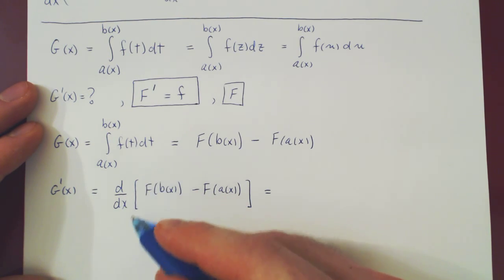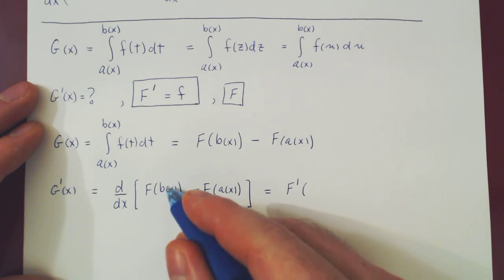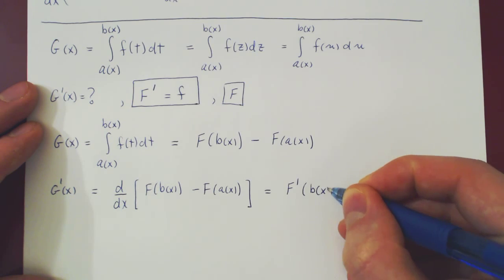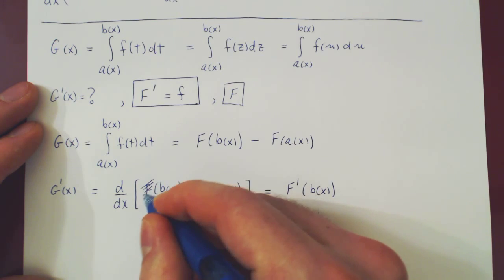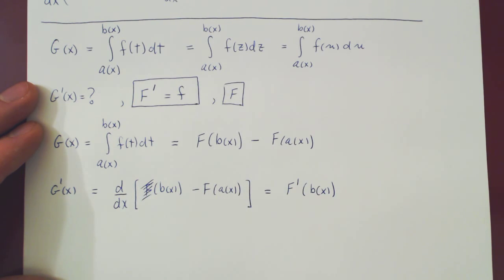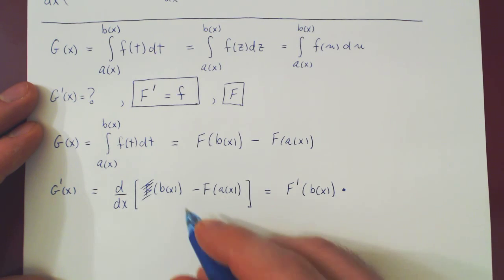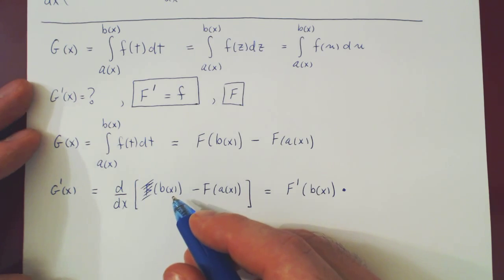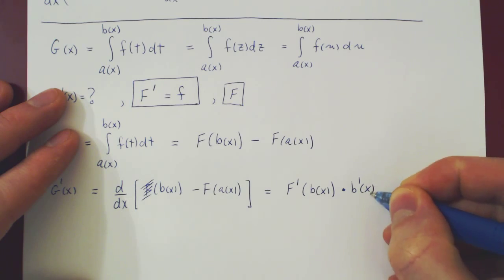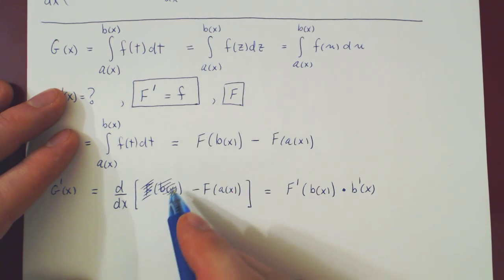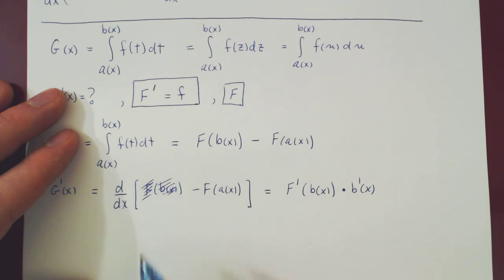Well, the outside function is big F, so we differentiate big F, we get f prime at b of x. But this is just the derivative of the first layer. There's still b of x left over. The chain rule says you must multiply whatever you have so far by the derivative of what's left over. What's left over is b of x. Differentiate, you get b prime of x. There is nothing left over, so this completes the differentiation of F of b of x.